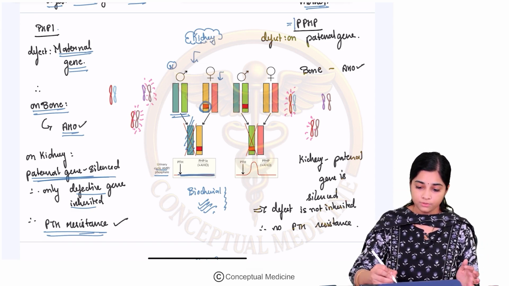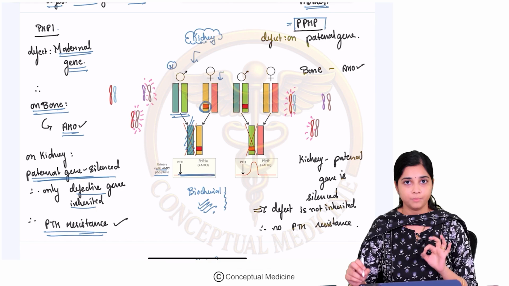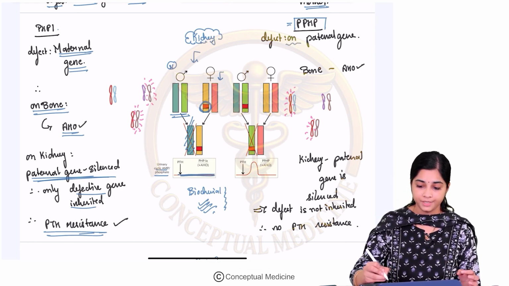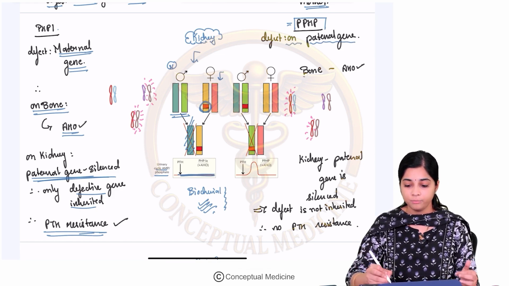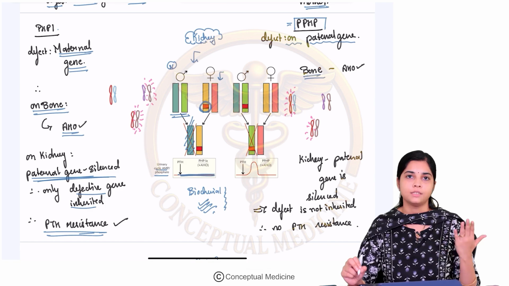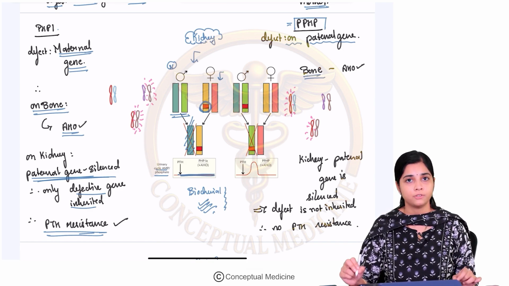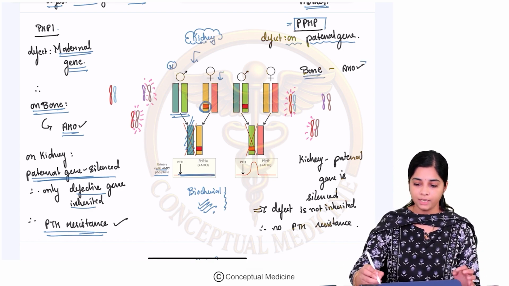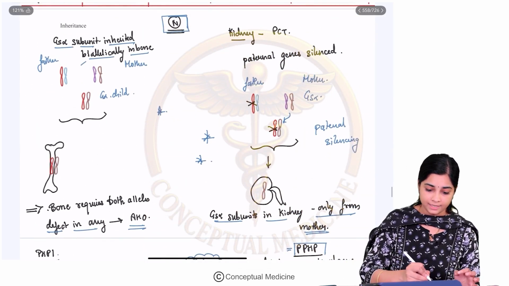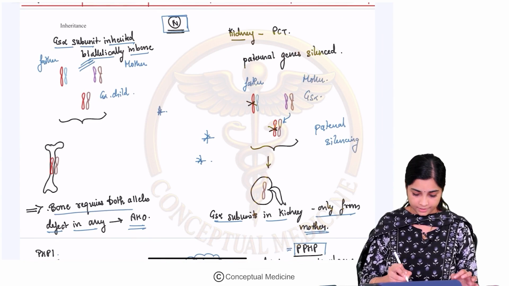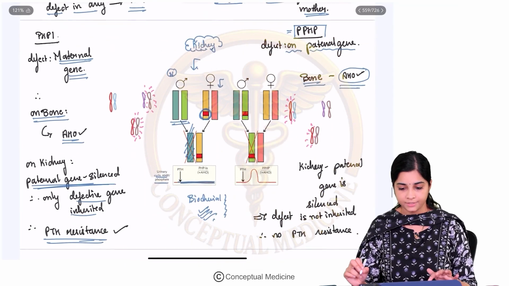Now, in pseudo-pseudo-hypoparathyroidism, focus very clearly. Where is the defect? The defect is on the paternal gene. Okay, so in the bone there is a defect, right? Irrespective of whether you have got it from your dad or you have got it from your mom, if one gene is affected, your bone is gone. So you will have Albright hereditary osteodystrophy. This is what we saw because it is biallelically inherited and it requires both alleles in the bone. Now because one gene is gone, you will have Albright hereditary osteodystrophy.